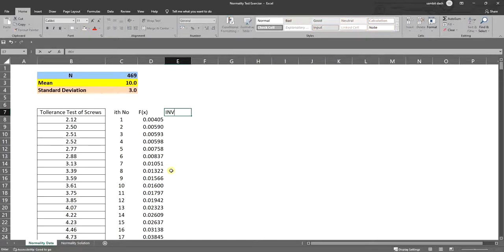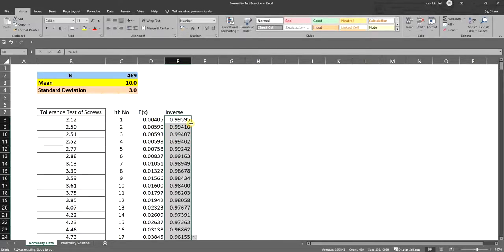Inverse probability is nothing but subtracting this number from 1, that is 1 minus this. I'm so sorry, subtracting fx from 1, right? Enter. And then we will just select this, right? So we have now our inverse probability.